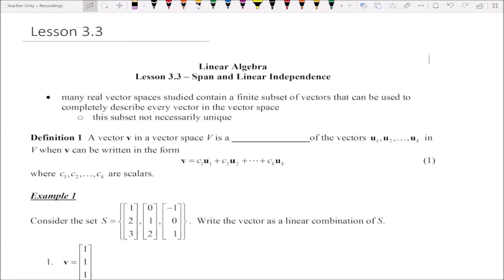First, we define what we mean by a linear combination. A vector v in a vector space is a linear combination of the vectors u1, u2, and so on through uk in V, when v can be written in this form: c1 times u1 plus c2 times u2, and so on, plus ck times uk, where c1 through ck are scalars.